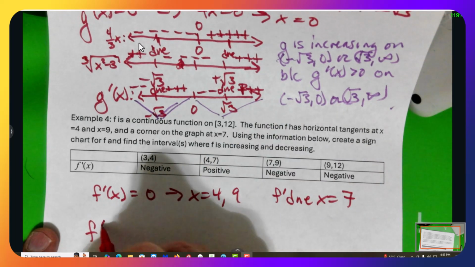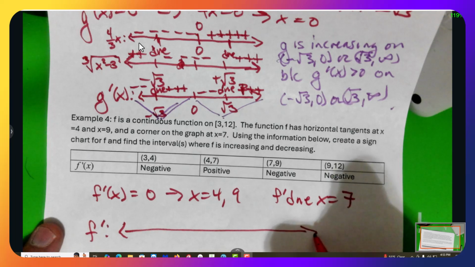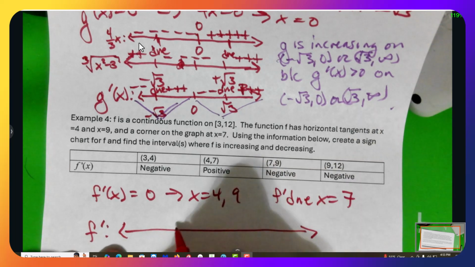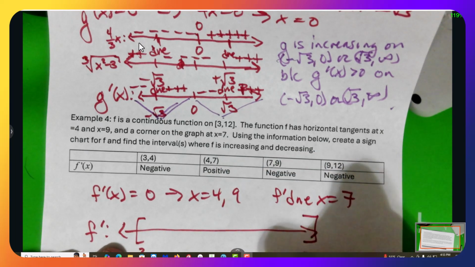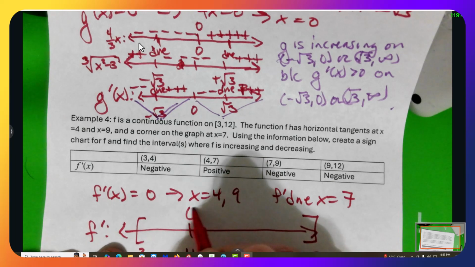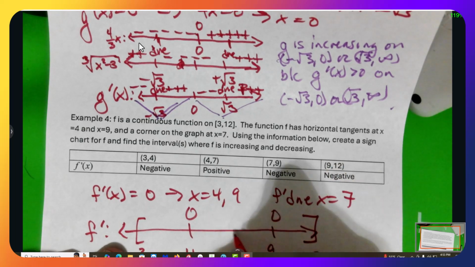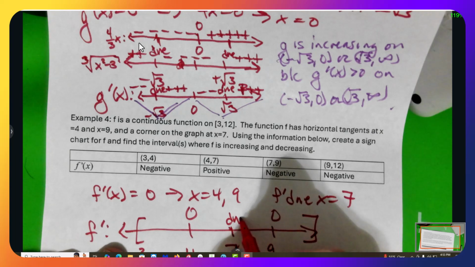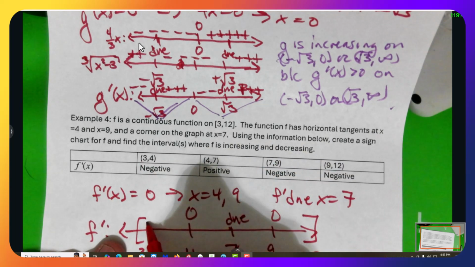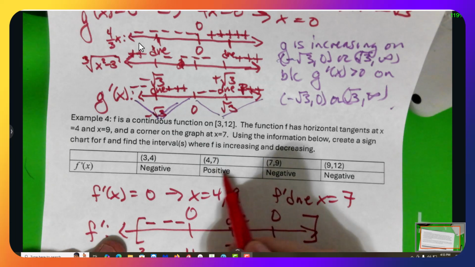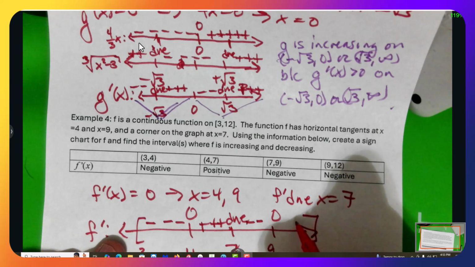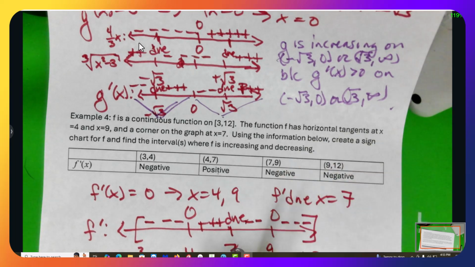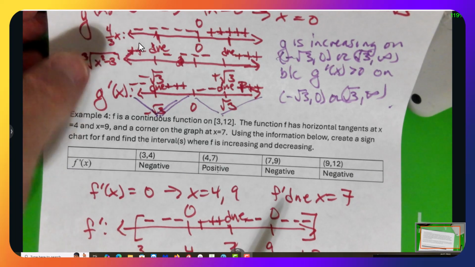So I'm going to make a sign chart. And let's see, here we don't care about everything, so we're going to go from 3 to 12. So 4, that's a 0, 9 is a 0, and then 7 is does not exist. So from 3 to 4, oh, they've told us it's negative. From 4 to 7, we're told it's positive. Oh, look, then it's negative, and then it's negative. Uh-oh, okay. Now, I did this one intentionally because I wanted to cook the books here.